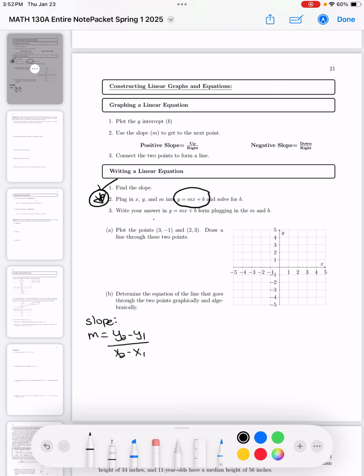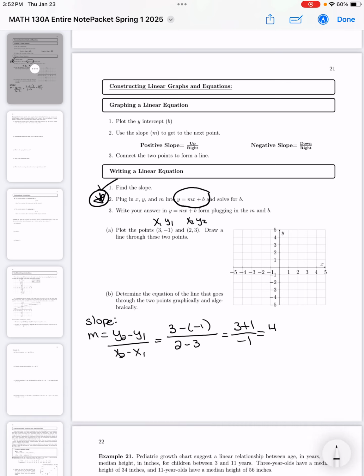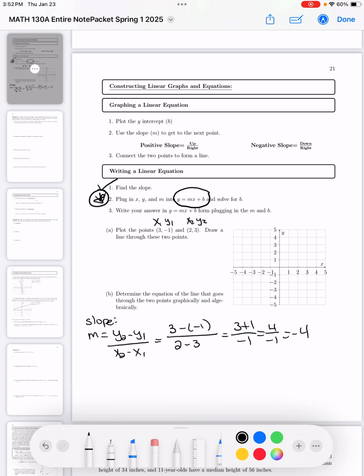Using our slope formula, plug those in. So I'm going to get 3, be careful of the negative, minus -1, all over 2 minus 3. So that's going to give me 3 plus 1 over -1, 4 over -1, which is -4. Most people feel pretty good about this.